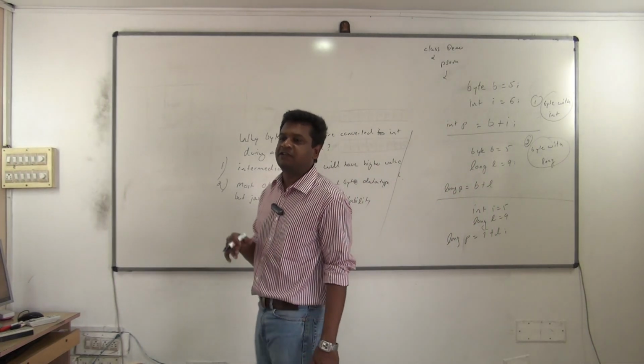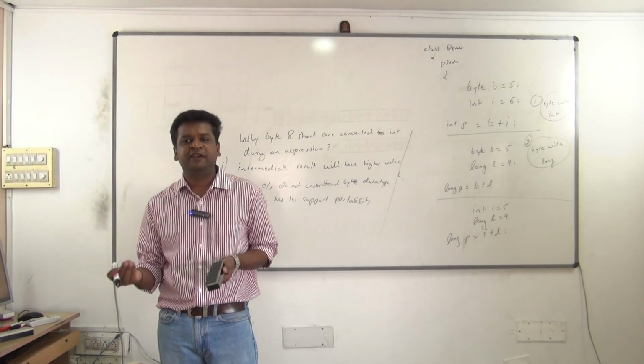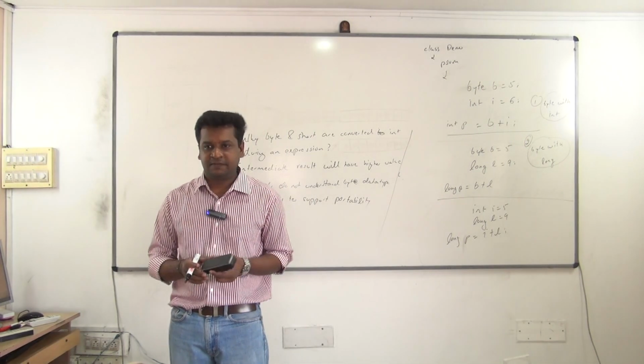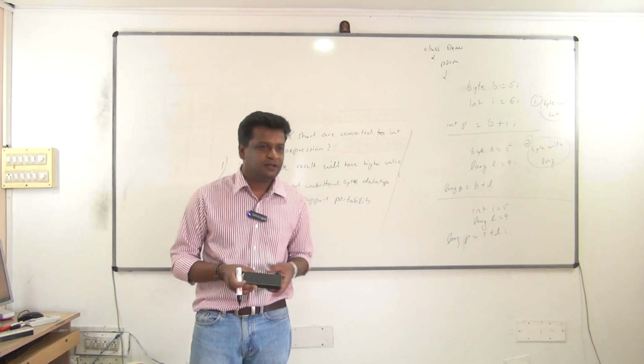Long with double, long gets converted to double. Higher side, whatever is higher. Minimum int, everything goes to the higher side. As simple as that. Float with double, float will get converted to double. As simple as that. We'll see examples.